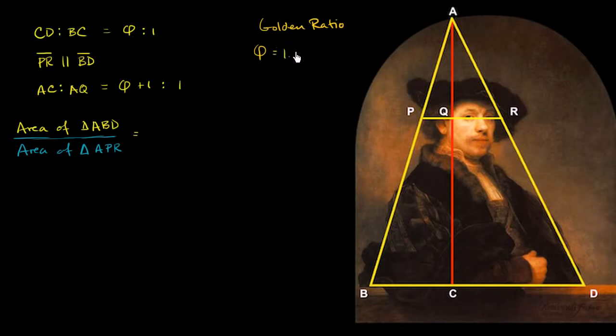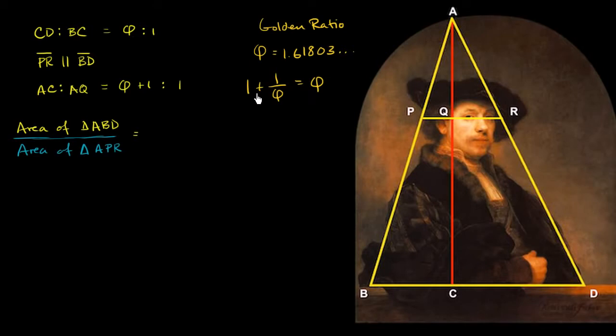So you could write 1.61803, and it just goes on and on and on forever. But there's some very neat mathematical properties of phi, or the golden ratio. If you were to start with 1 and add to that 1 over phi, that gives you phi. So that's kind of a neat thing.